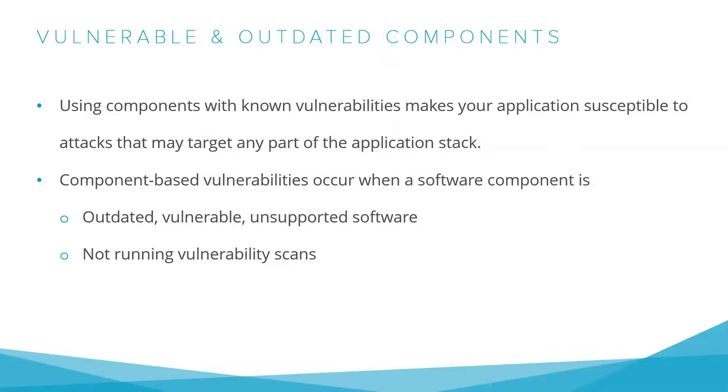The majority of web apps are built using open source or third-party components. If those components are vulnerable, so will be your web application. Component-based vulnerabilities occur when a software component is outdated, vulnerable, or has unsupported software, or if the software component does not run vulnerability scans, or if it performs patching only after a few months, or if your software component has no compatibility test.